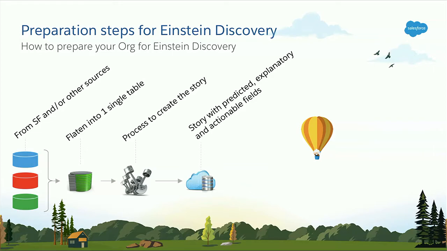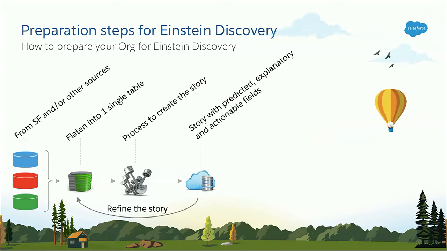From this data set, you create your story and you check the results. Because Einstein Discovery is fully business agnostic, it can discover things incorrectly if the question is not correctly asked, or you put a field or another field. So Discovery tells you, okay, I have an issue here, or you discover something. Then you refine the story, adapt the data set, change a field, remove a field, do what you have to do, and then refine the story.